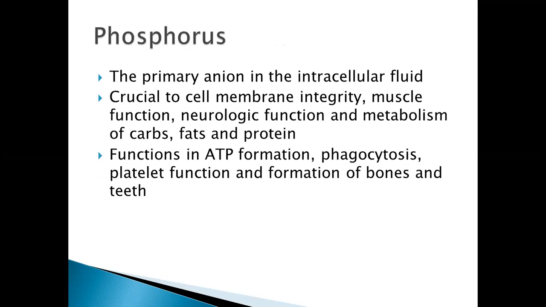Phosphorus, the primary anion in the intracellular fluid. It is crucial to cell membrane integrity, muscle function, neurological function, and metabolism of carbohydrates, fats, and proteins. Functions in ATP formation, phagocytosis, platelet function, and formation of bones and teeth.